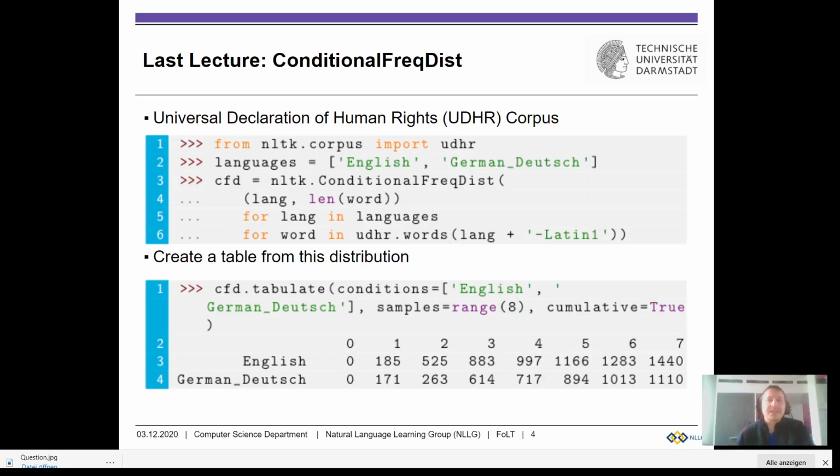We've also seen how to use corpora to do some cool linguistic analysis in the context of this conditional frequency distribution, for example, where we have seen differences in genres of a text corpora, so different frequency distributions across different genres, or different word length distributions across different languages.